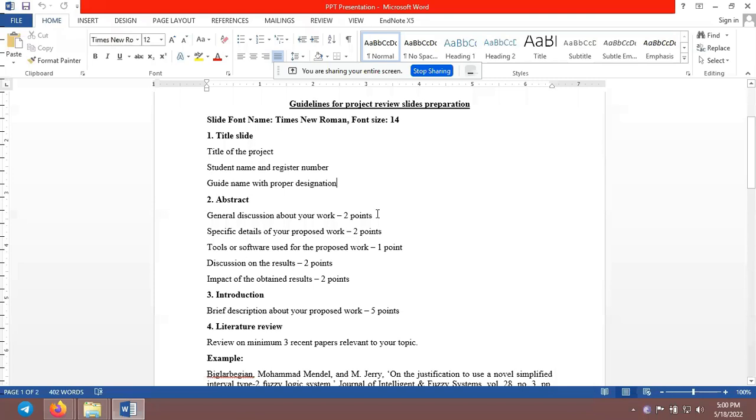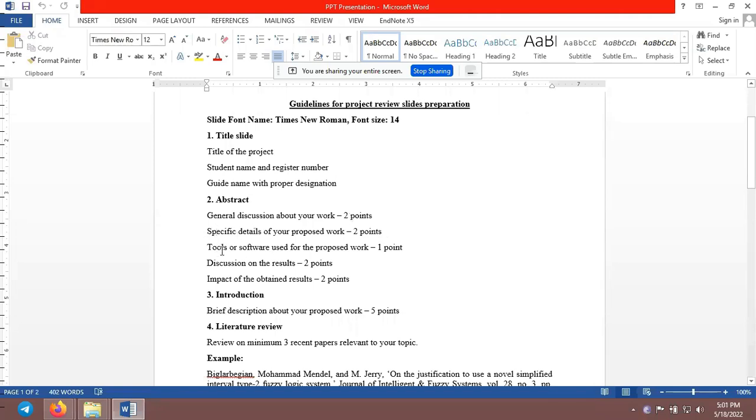It's about 2 points, overall general points about the work you have chosen. These 2 points are for the overall domain and the necessity of that work. And the next 2 points will be the specific details of the proposed work, what particular work you have done in that domain.